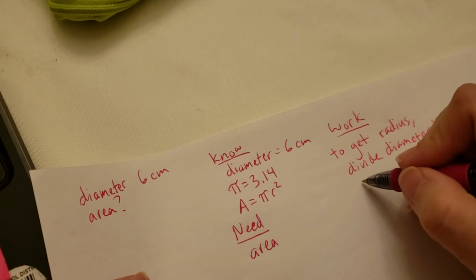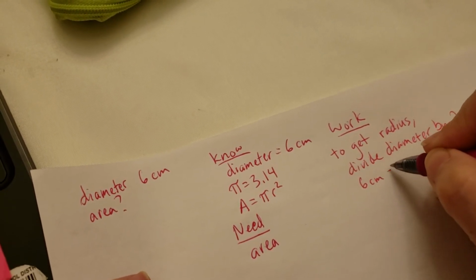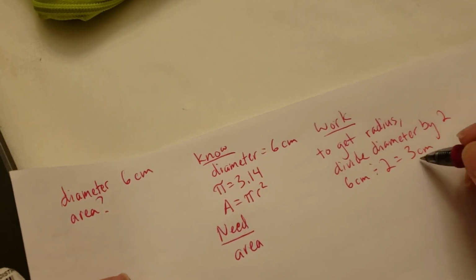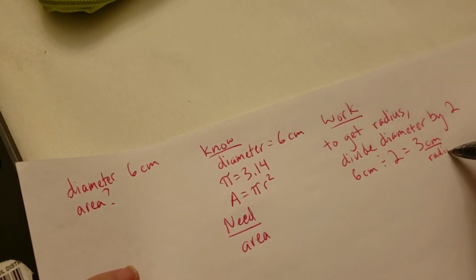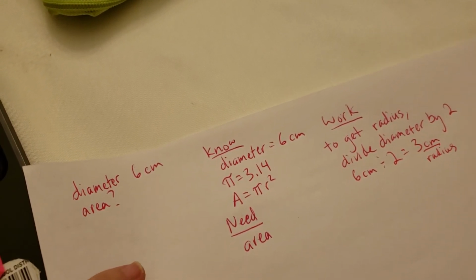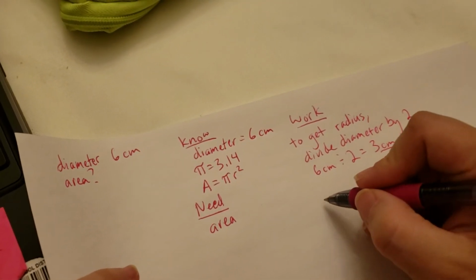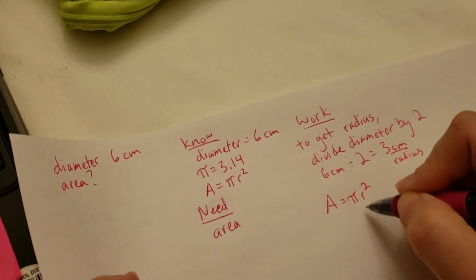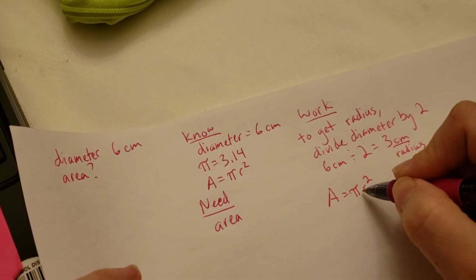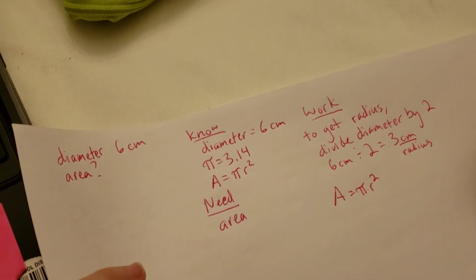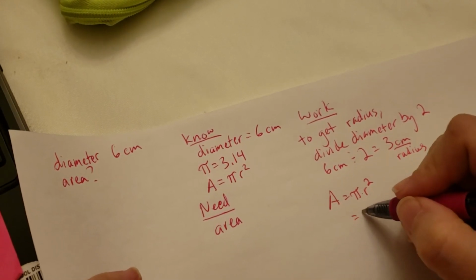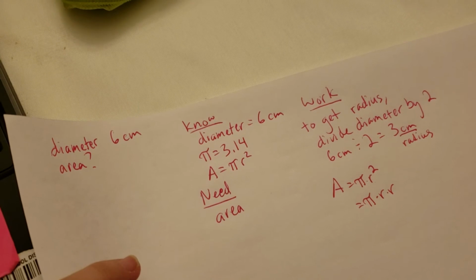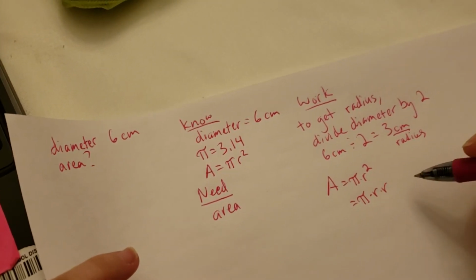So my diameter is 6. If I divide 6 centimeters by 2, that's 3 centimeters. That's your radius. Okay. So now I can use my area formula. Area equals pi times the radius squared. And again, if it's just next to each other like that, it's multiplied. And r squared means just the same thing as saying times r times r. So you have the radius in there twice.